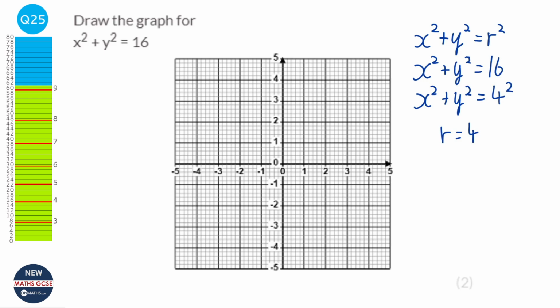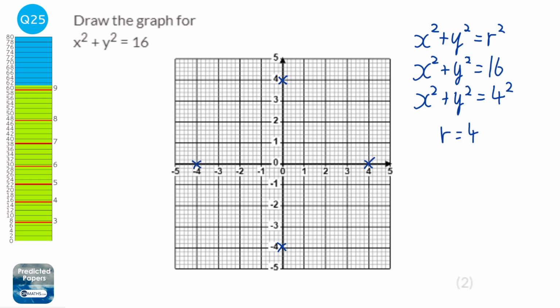Now this equation, the x squared plus y squared equals r squared, gives a circle with the centre at 0, 0, at the origin. So it means that the radius will be 4, so the circle will go all the way up here, all the way across here, all the way down here, and all the way across here.